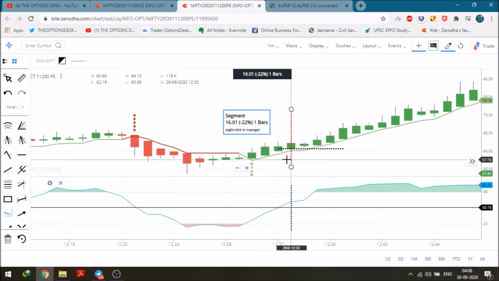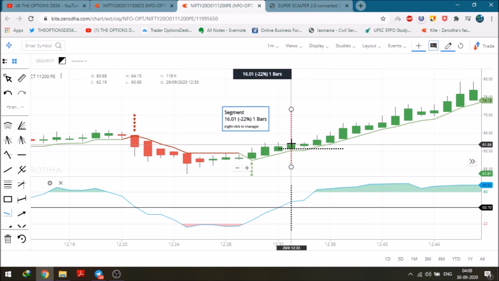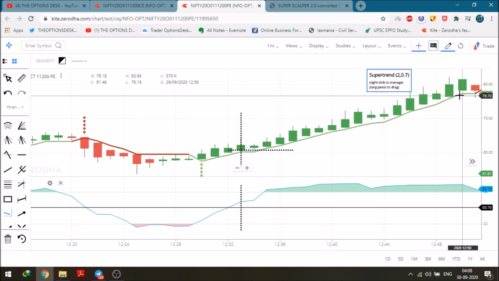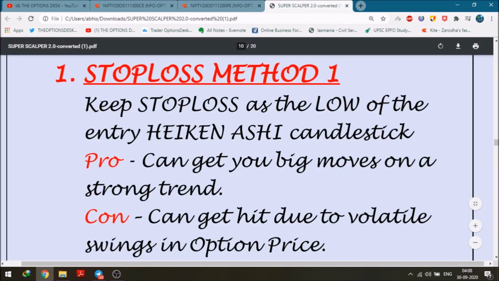So my stop loss is around 60.60 or 60.65, and the entry was at 62, and see, it went till, I guess, 80, gross 83 it was. So I got 121 points profit. That was fine. Keep the stop loss as Heikin-Ashi.